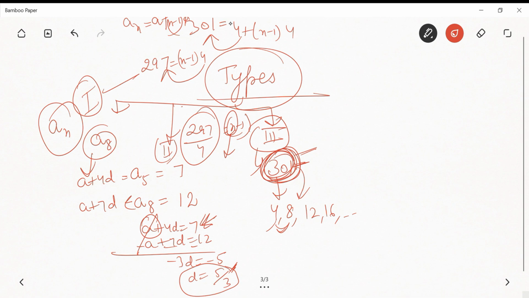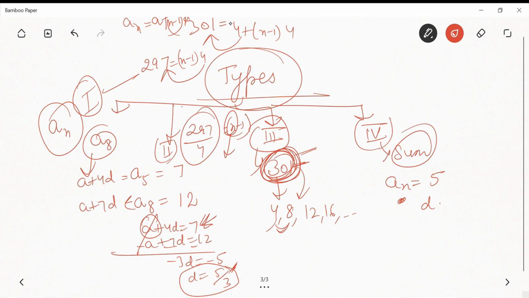So this is your third type, and the fourth type will be a question from the sum formula, where you have to find the sum of these terms. Or an and d are given to you, and the question asks you to find the total number of terms, the value of n, and the sum of the total number of terms, correct? So this is your fourth type. I guess I have covered all the basic parts of this chapter.